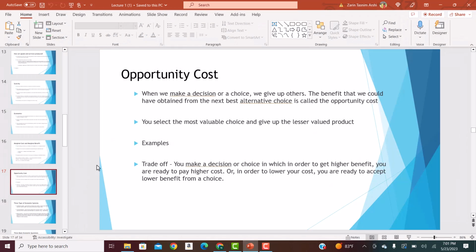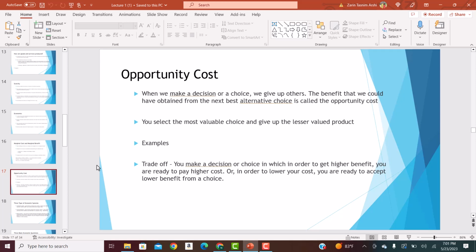Going back, then we have another concept called trade-off. Trade-off is basically when you make a decision or a choice in order to get higher benefit, and you're ready to accept higher cost. So there's a trade-off you're making. You want to get higher benefit, and in return, you're ready to make the sacrifice to pay higher cost. So that is a trade-off. I'm getting higher benefit, but at the same time, I'm paying higher cost. So we are making a trade-off.